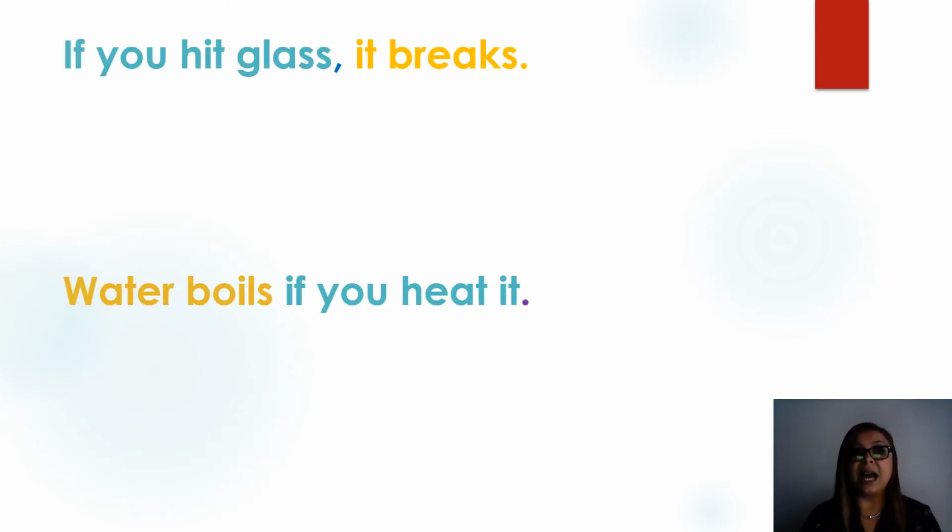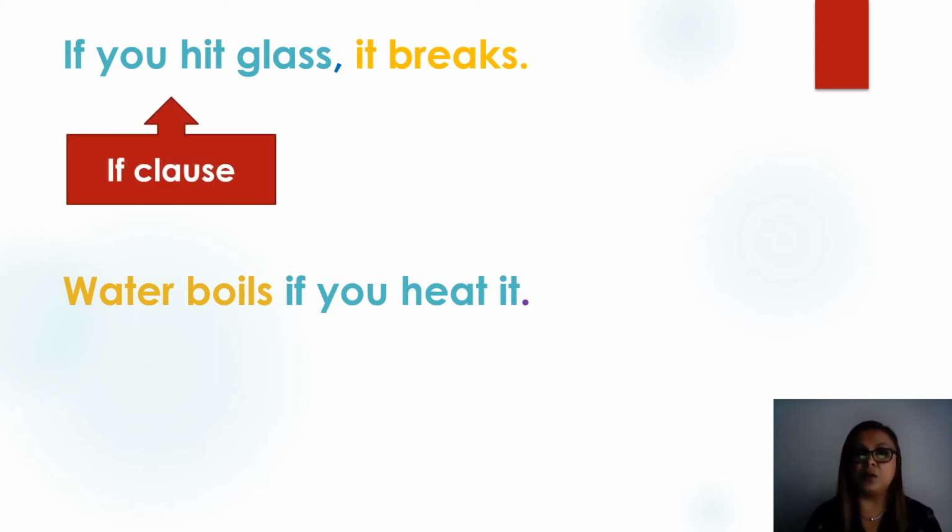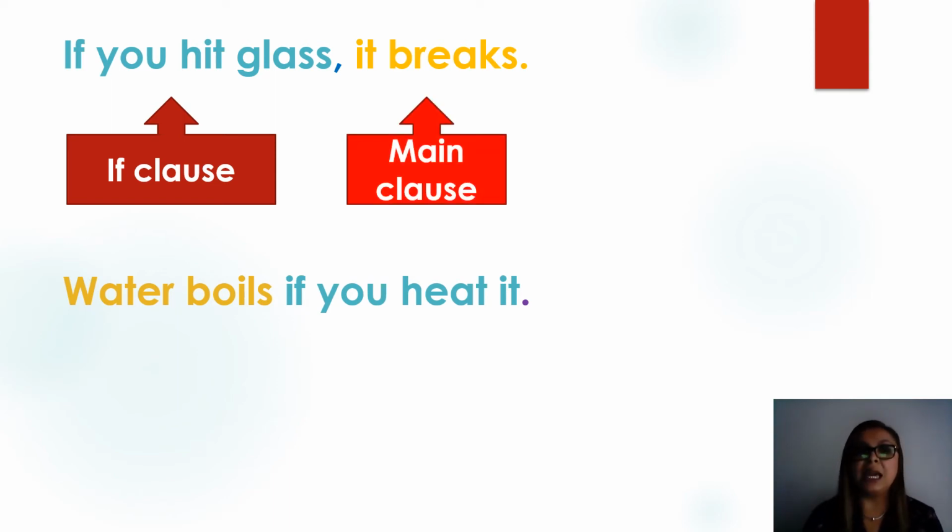So here, I have, if you hit glass, it breaks. That was one of the examples. And then you have water boils if you hit it. Estos son unos de los ejemplos que vimos. Entonces, vamos a llamar que toda oración que tenga el if se va a llamar el if clause. Clause, it's like to say sentence, okay? If clause. Then you have the main clause. What happens, the result, the conclusion, the effect. If you hit glass, si usted golpea el vidrio, what happens? Okay, it breaks. That's the result.